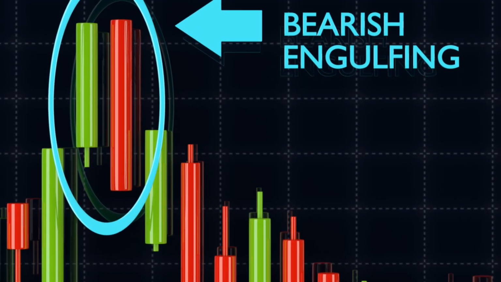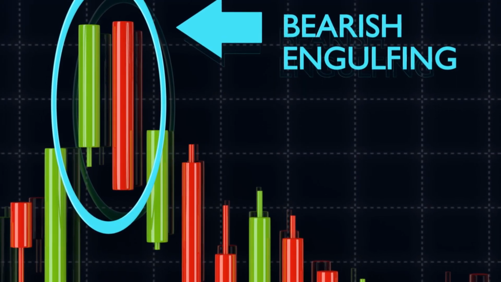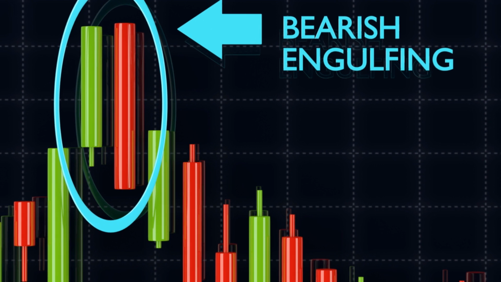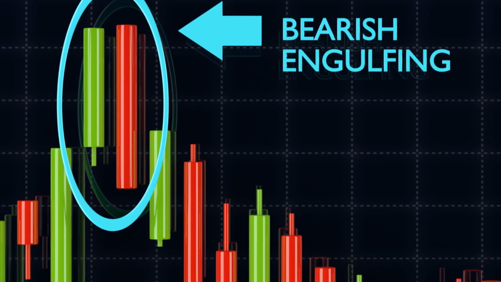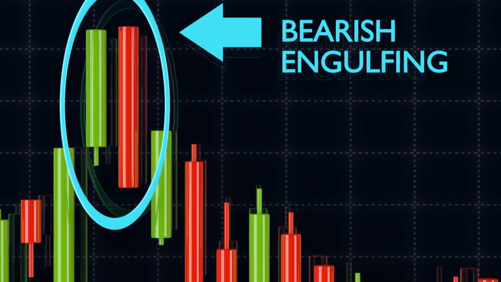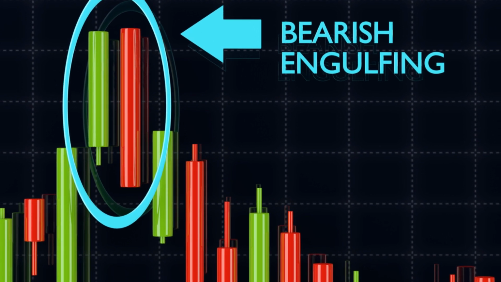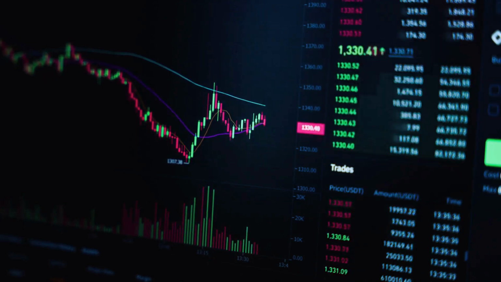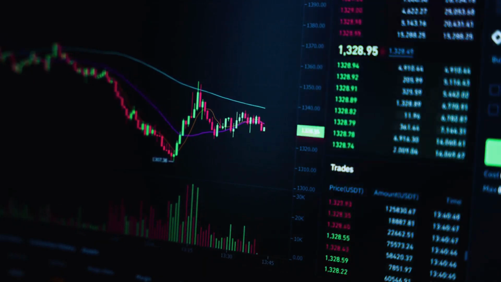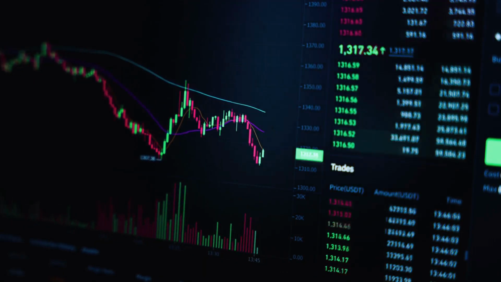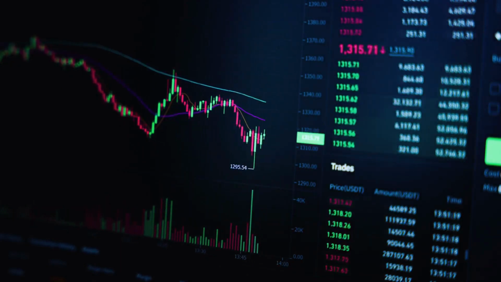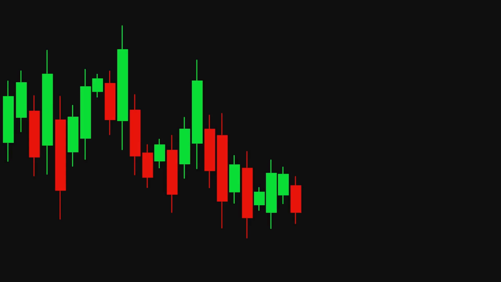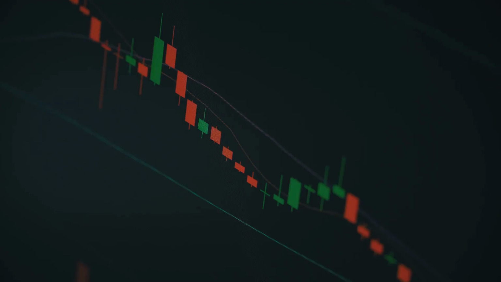On the flip side, we have the bearish engulfing pattern. This pattern is the exact opposite of the bullish engulfing pattern. It's spotted at the end of an uptrend and signals a possible reversal to a downtrend. Here, a small green candle indicative of a bullish market is followed by a larger red candle that entirely engulfs the previous one. This suggests that the bears have now taken control from the bulls, and a price drop may be on the horizon.